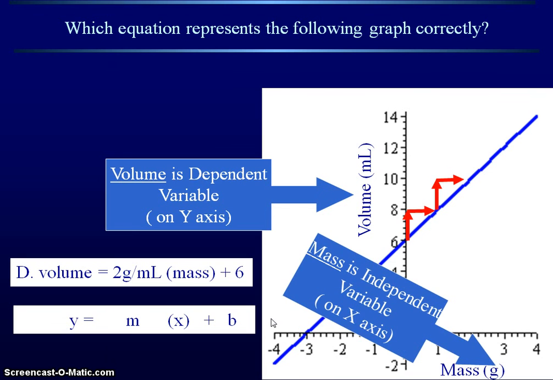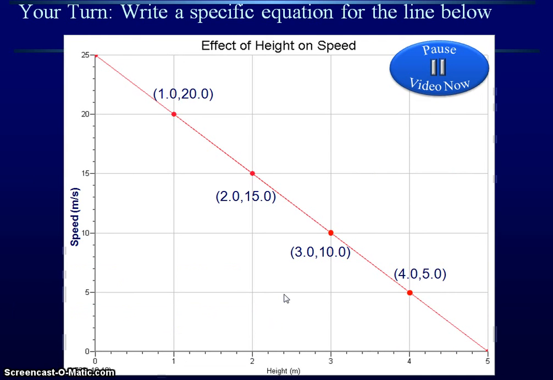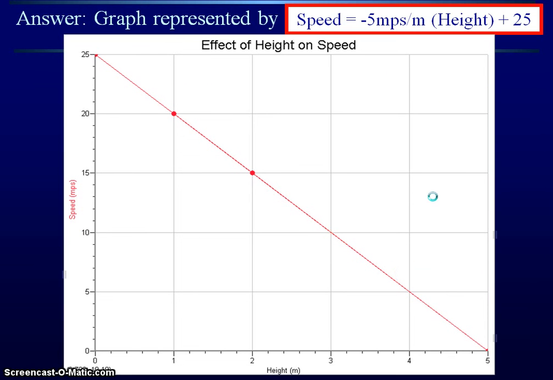Again, notice we have all that information. Here's another one for you to try. Write a specific equation for this line, and pause the video and play again to check your answer. Okay, if you have what I have up top here, speed equals negative 5 MPS, which stands for meters per second, over meters times the height plus 25, then you did a great job.